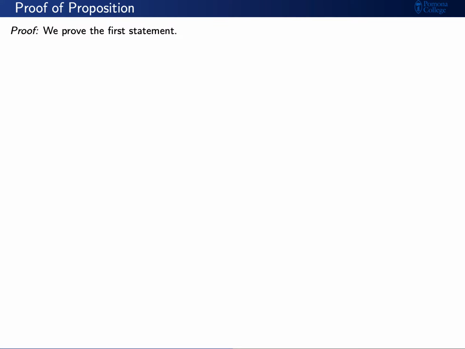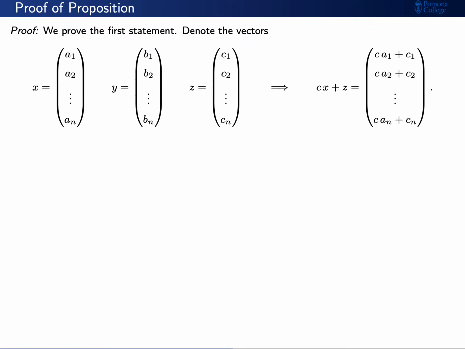We'll just skim over the proof here so you get a basic idea, because we're going to use this concept of the proof over and over today. Listing out our three vectors x, y, and z in this way, we can now consider cx plus z also as an n-dimensional vector.